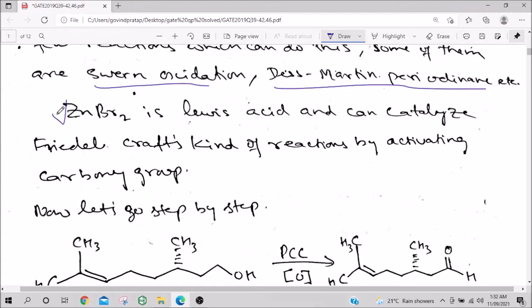So what is ZnBr2? ZnBr2 is a Lewis acid. Its octet is not complete. So it will accept a lone pair of electrons from the aldehyde which is being formed, and then it will help to carry out reactions something like Friedel-Crafts alkylation, Friedel-Crafts acylation kind of stuff. Okay. So let's go step by step.